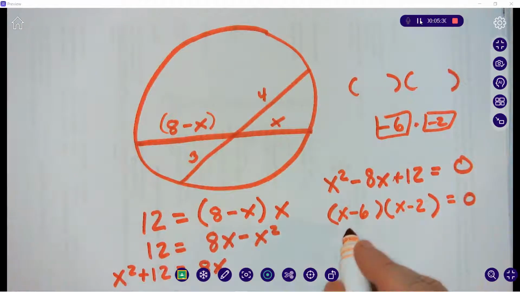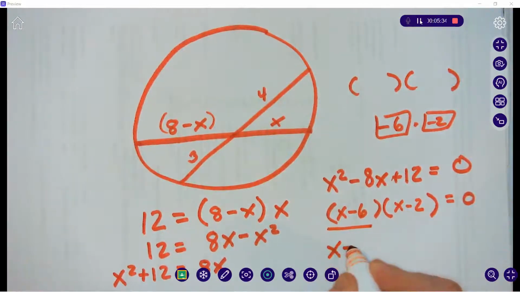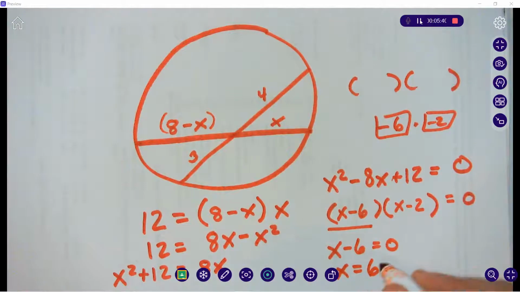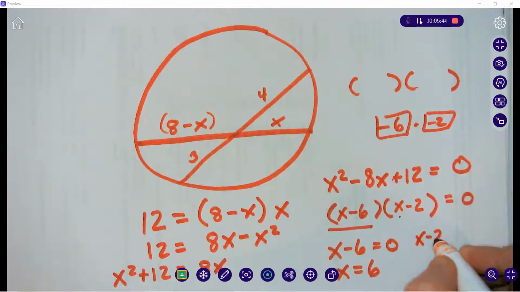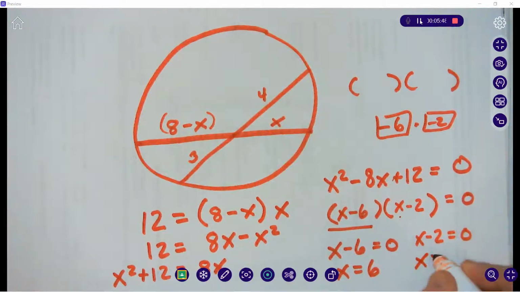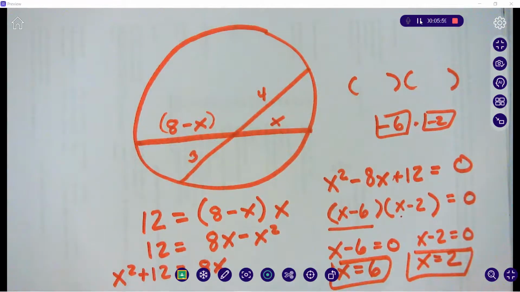You have to look and see what makes this parentheses equal to 0. So x minus 6 equals 0. In order for that to be 0, then x in this case has to be 6. But we also need to look at this set of parentheses and see, when does x minus 2 equal 0? X minus 2 equals 0 when x is 2. So this problem actually has two answers. X could be 6 or x could be 2. And you need both of those answers for it to be correct.